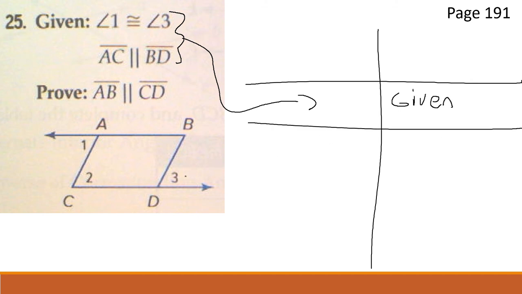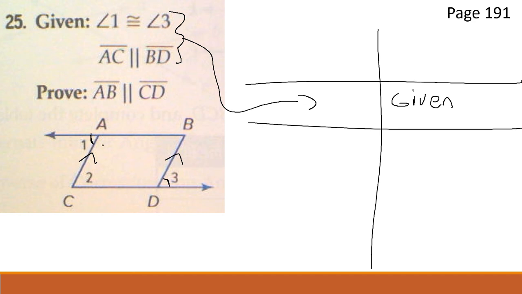All right. So let me mark this up here. So 1 is congruent to 3. So angle 1 is congruent to angle 3. And I know that AC is parallel to BD. And I want to prove that the top and bottom are parallel. So I want to prove this top line and this bottom line are parallel to each other.